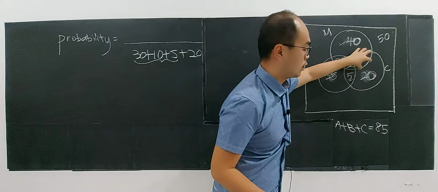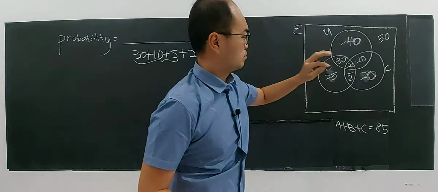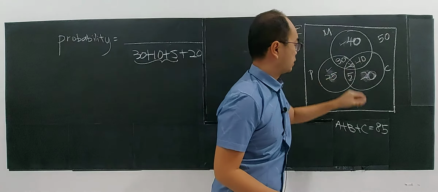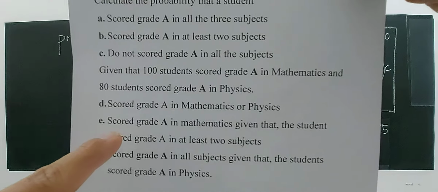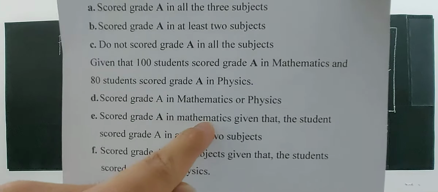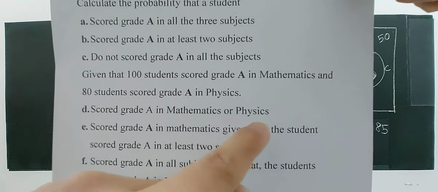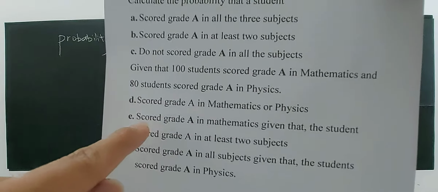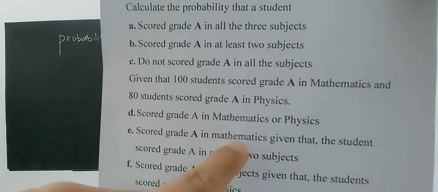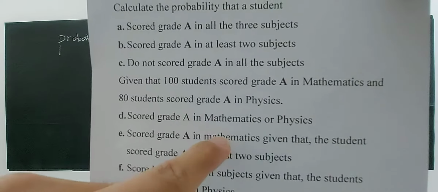at least 2 subjects. So later on, find the probability, right? Find the probability of scoring grade A in mathematics, given that, this is, I already interpreted here, right? So, score grade A in mathematics. Probability of score grade A in mathematics.